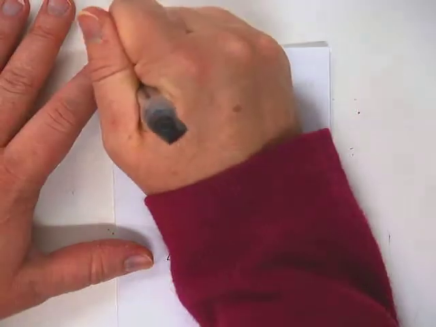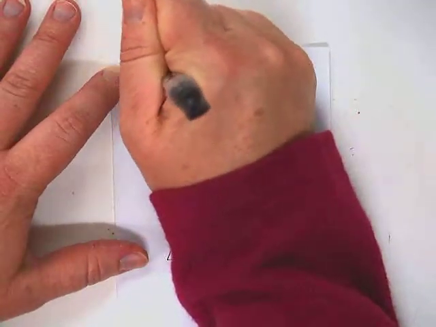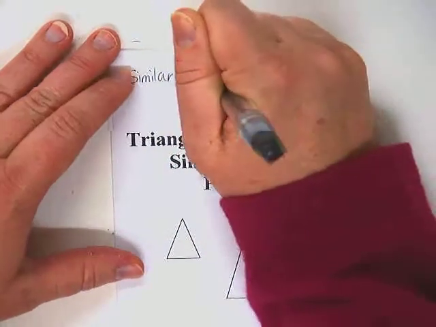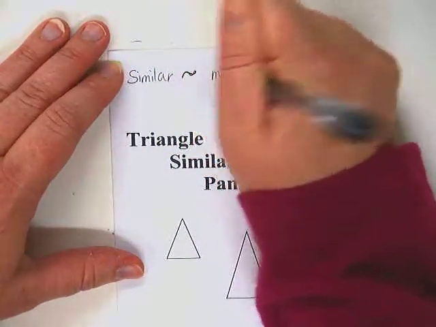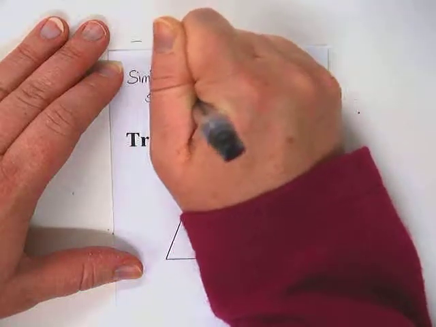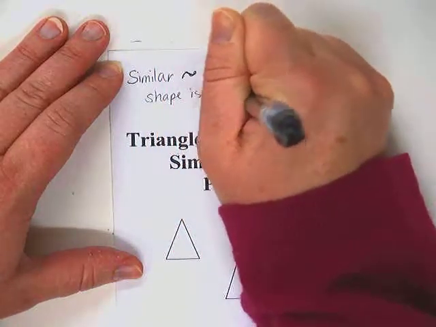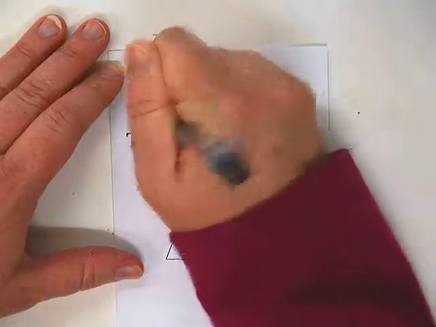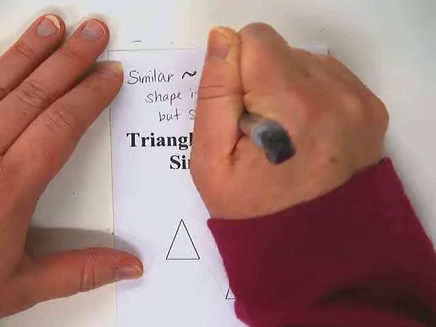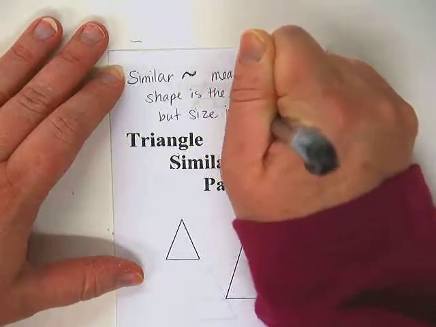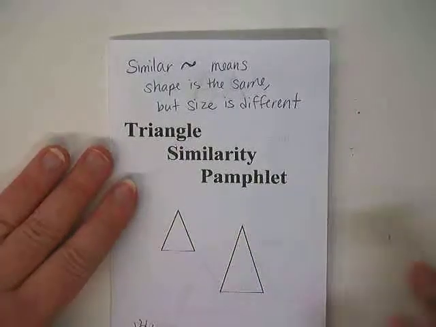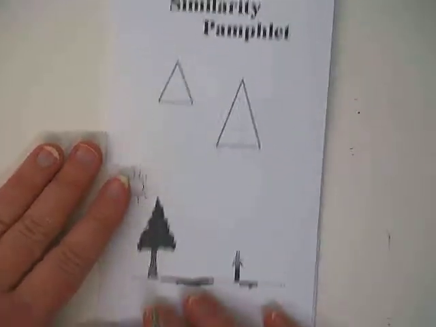In case you've forgotten what that means, you might want to make a reminder somewhere that similar, which is this symbol right here, means same shape. Shape is the same, but size is different. Like the example here on the front of our little notes that we're doing, right?